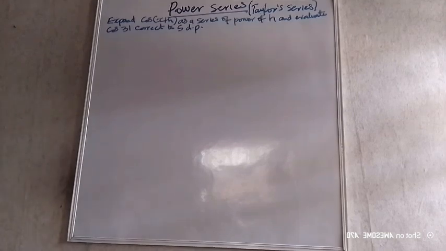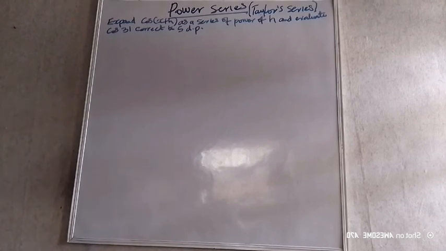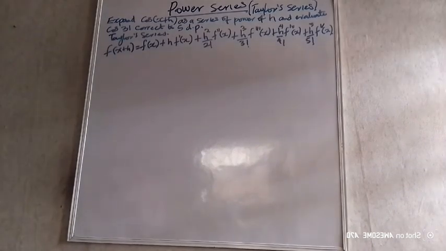Now let's solve this question using Taylor series. It says expand cos(x + h) as a series of powers of h and evaluate cos 31 correct to 5 decimal places. Now let's see the general expression for Taylor series. It says when we have function f(x + h), the value is going to be f(x) plus h times the first differential of f at x, plus h squared over 2 factorial times the second differential at x, and it continues like that.